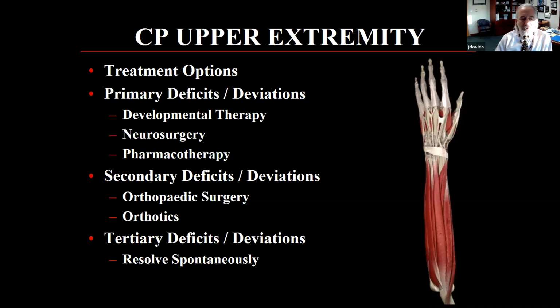In our approach, treatment options for the various levels of deficits or deviations are seen here. Primary deficits and deviations are best treated with developmental therapies, perhaps neurosurgery, rhizotomy, or intrathecal baclofen, and then pharmacotherapies with baclofen and/or Botox. Secondary deficits or deviations are best treated with orthopedic surgeries on the muscle tendon units and on the skeleton, and the use of orthotics. Tertiary deficits or deviations will resolve spontaneously when the primary or the secondary problem is addressed.